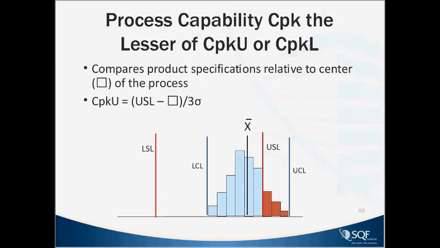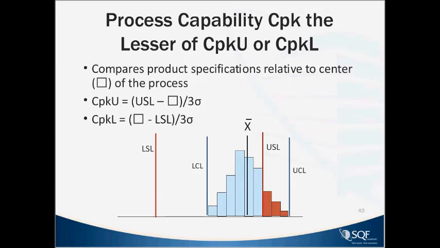So the equation is twofold. You have to do it on the upper side and on the lower side. The upper one is our upper spec limit minus X bar, so it's the difference between those two, divided by 3 sigma, which is the difference between X bar and the upper control limit. And then you also do it on the lower side. Sometimes you might have out of spec on both sides, so you want to do it on both the upper and lower. Calculating Cpk both upper and lower is fairly easy when you have all the parameters.